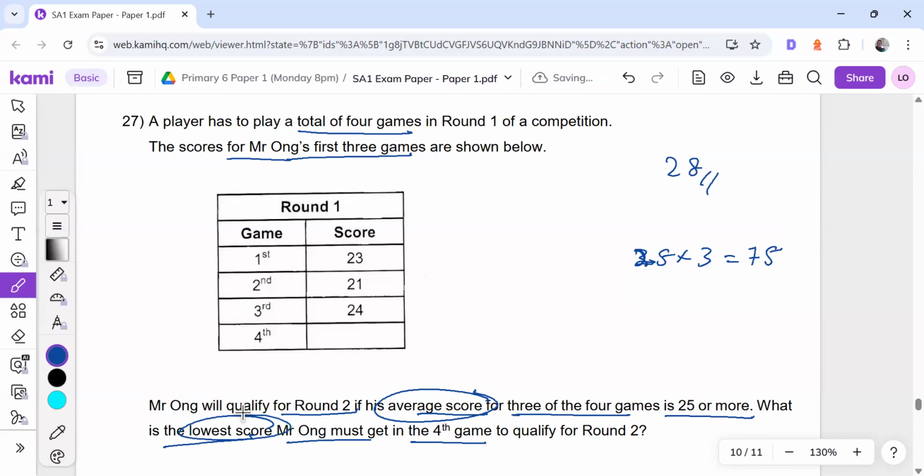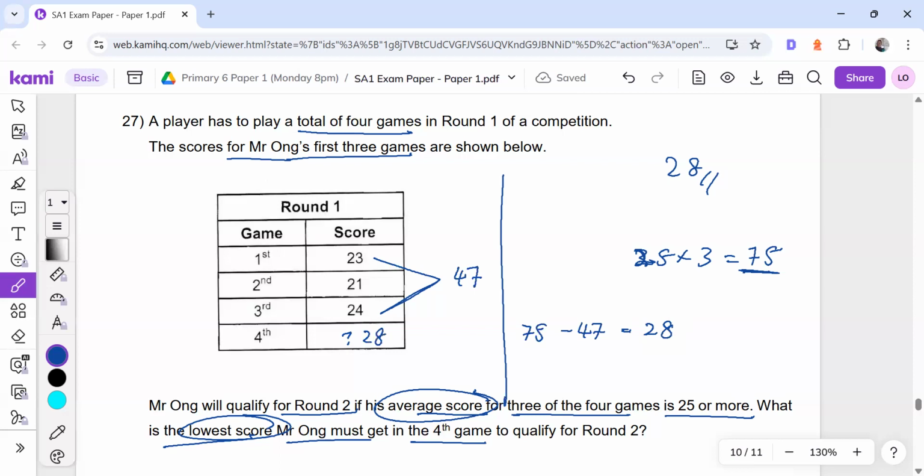To get the lowest score, it means that you have to choose the two highest scores, and then you can have the lowest score here. The sum of these two highest scores is 47. I need 75 together to qualify. So I will take 75 minus 47, which I already have, and I get 28. It means I will need to get another 28 points to qualify.